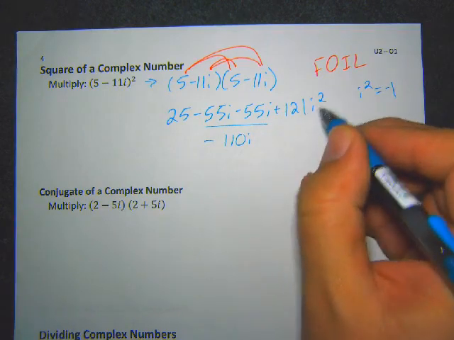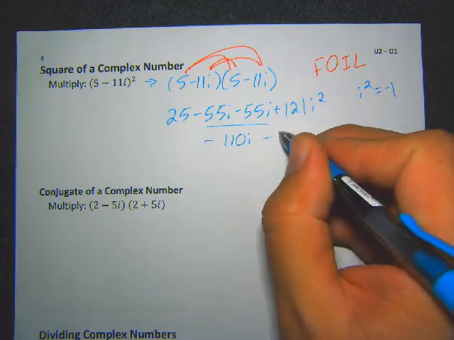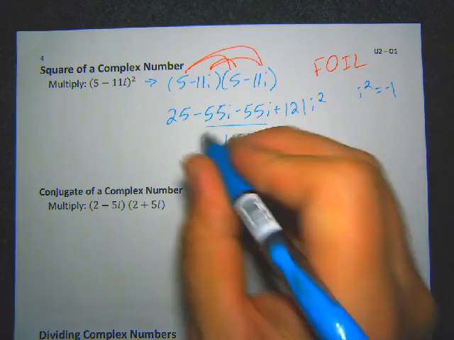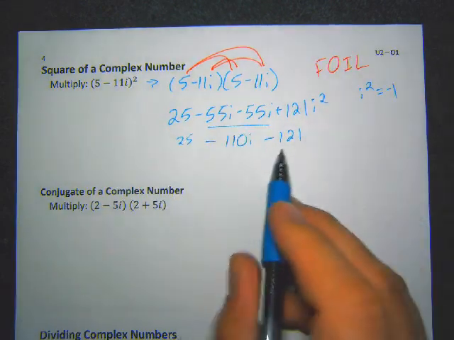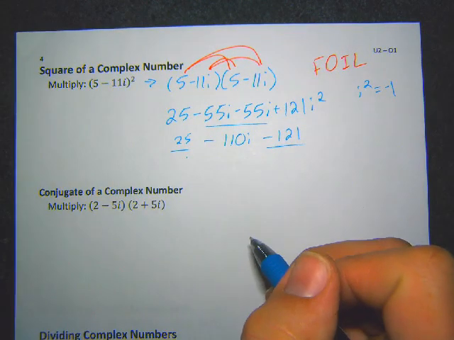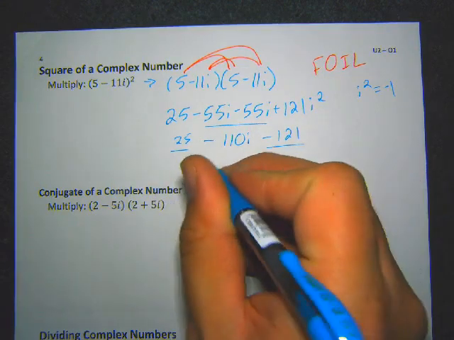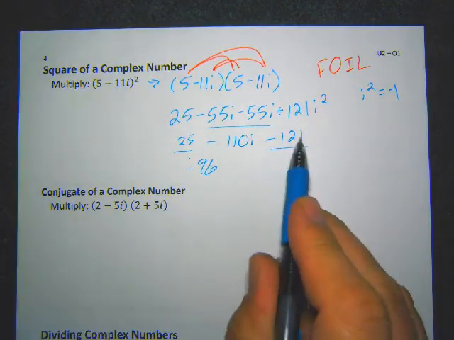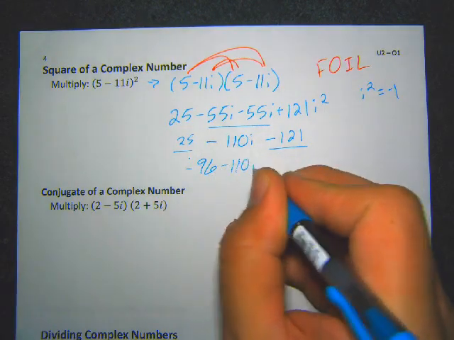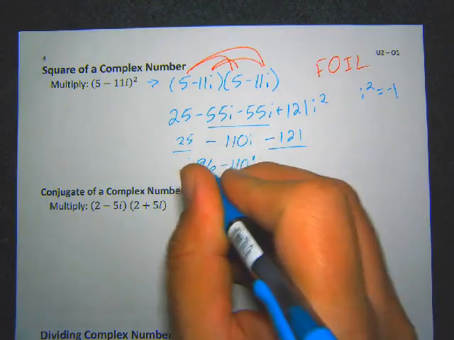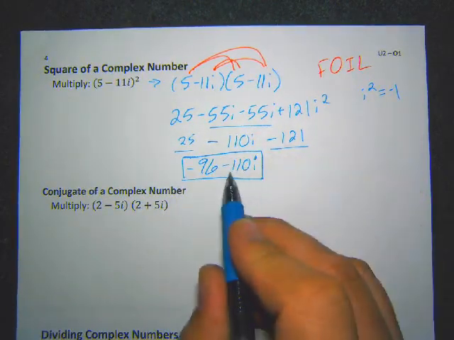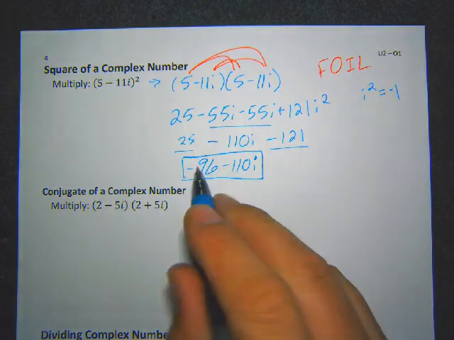On the right side, remember the i squared becomes negative 1, so this actually just becomes a minus 121, right? Because the i squared becomes a negative, it changes the sign, and we still have 25 at the beginning. Last thing, we'll combine those real parts. 25 minus 121, I think that gives me negative 96, if I think about that right. Yeah, so 21, and then 4 left over. And then over here we got a minus 110i. And that's our answer for this one. So our answer for this one is negative 96 minus 110i.